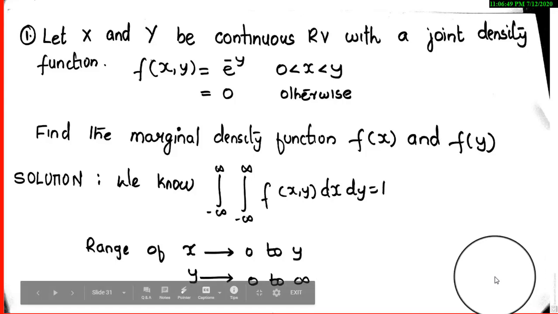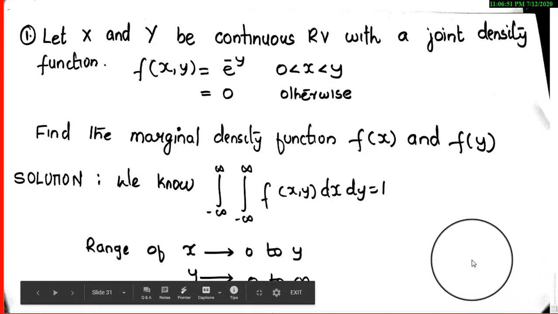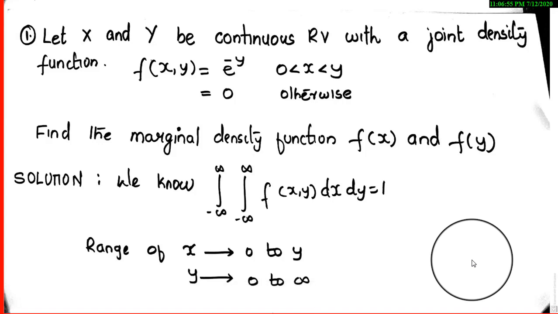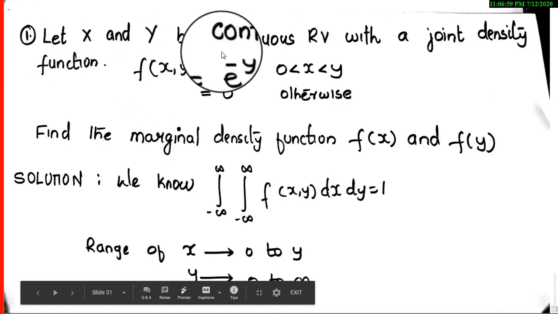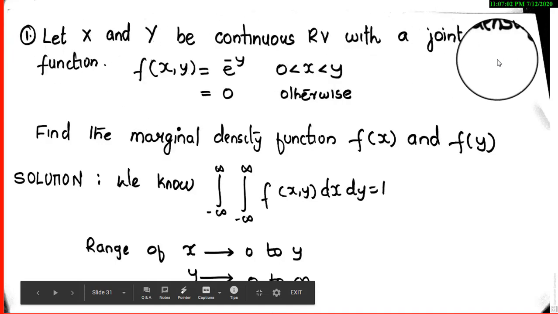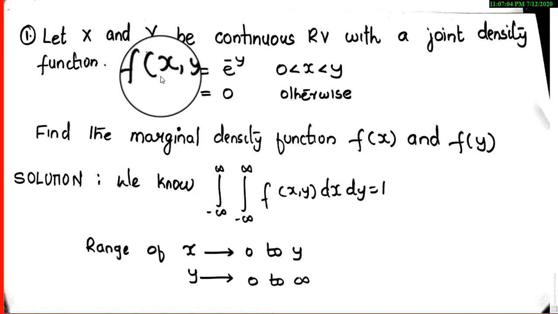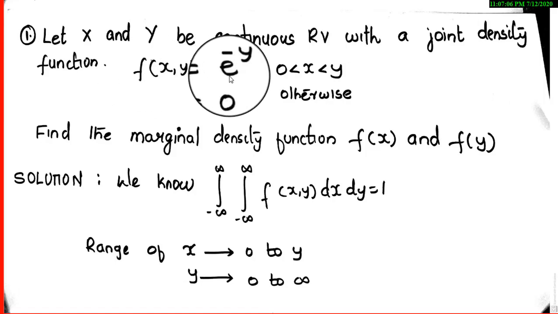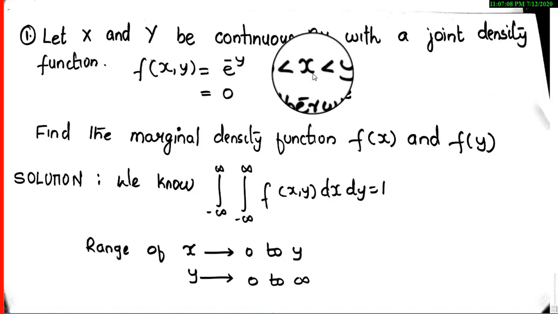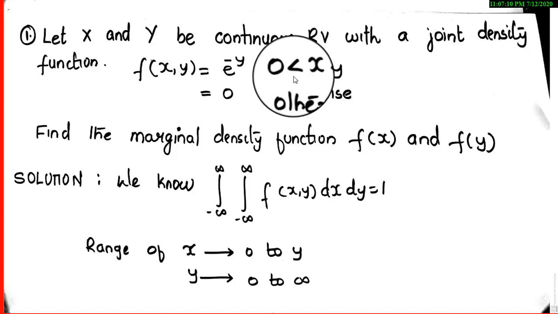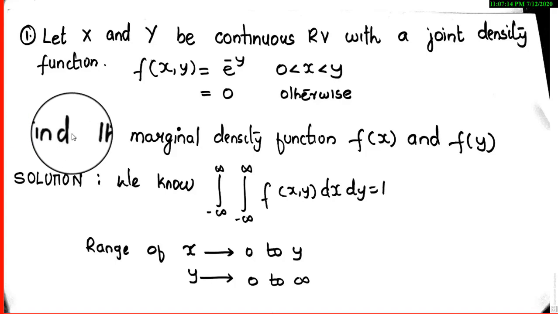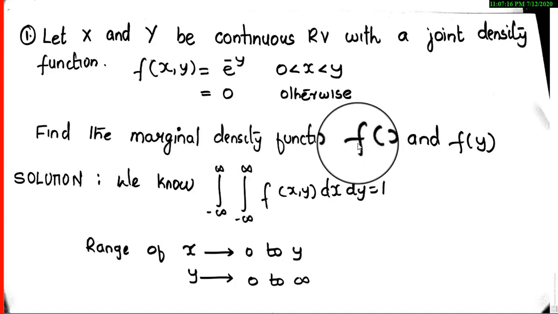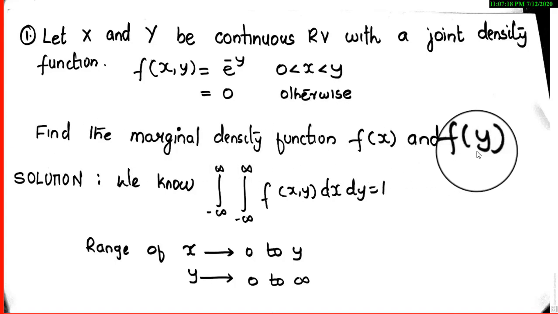Now let us see the problems related with the marginal function, probability distribution function, probability density function. Let x and y be continuous random variables with the joint density function f of x comma y equal to e power minus y over the range of x defined from 0 to y, and 0 otherwise. Find the marginal density functions f of x and f of y.